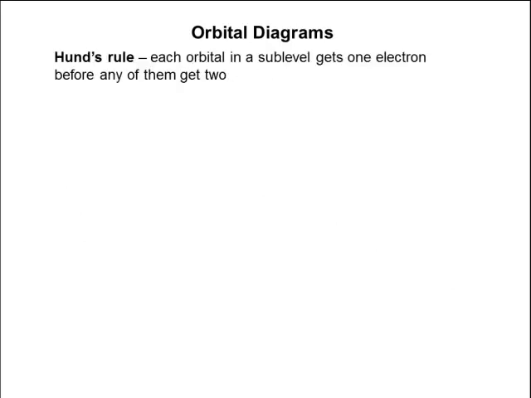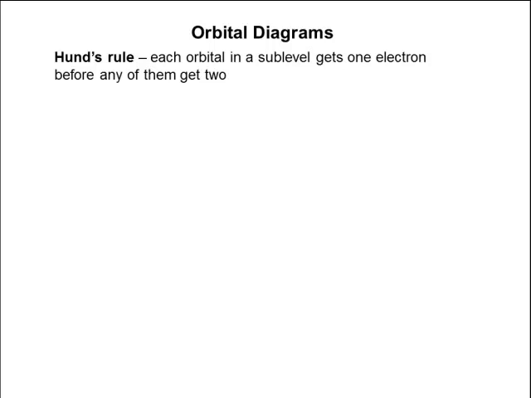I mentioned this before. What Hund's rule states is that each orbital in a sublevel is going to get one electron before any of them get two. Think in terms of pizza. If a group of you get a pizza together, each person is going to get a slice of pizza before anybody grabs a second. At least that's how it is when my group of friends get pizza. Okay, so everybody gets a slice before anybody gets seconds. All right, that's Hund's rule.